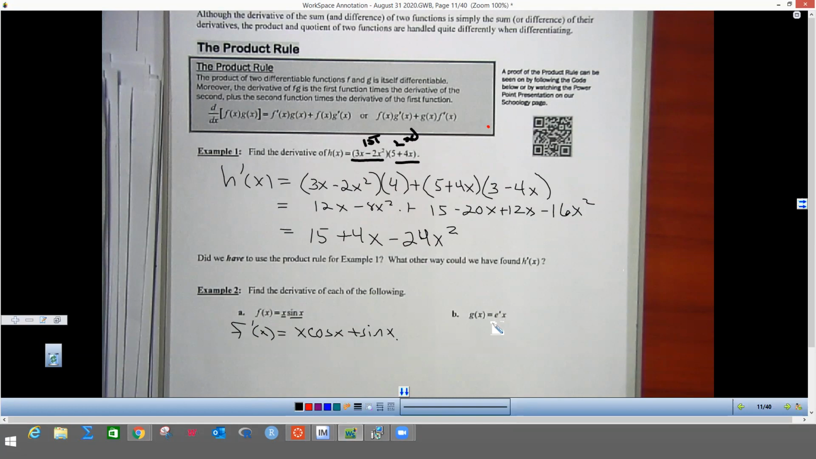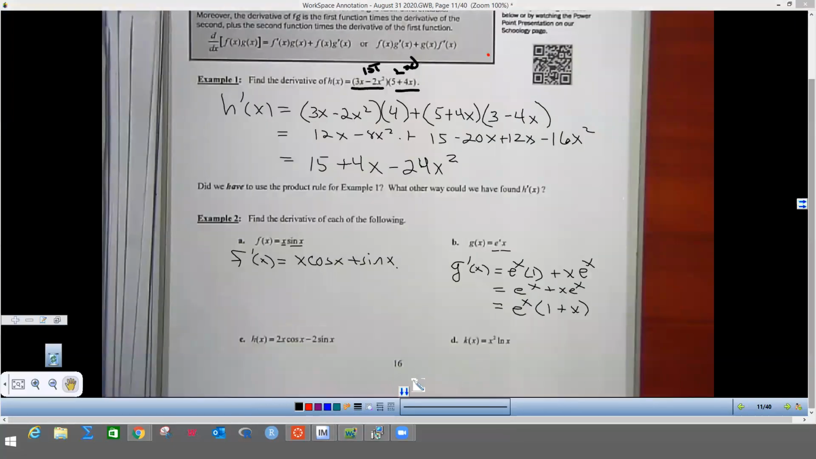Over here, I got e to the x as my first term and x is my second term. So I get g prime of x is going to be the first term times derivative of the second term plus the second term times derivative of the first term. So this is going to be e to the x plus x e to the x. Now, some ways they might write this is they might factor a common factor of e to the x out here. So they might write it e to the x times the quantity 1 plus x as well. So any one of these three answers could be an answer that they could write on the AP test.